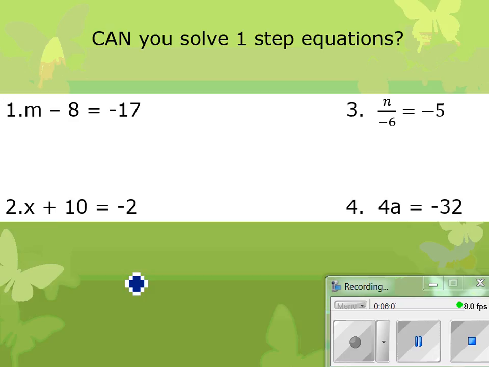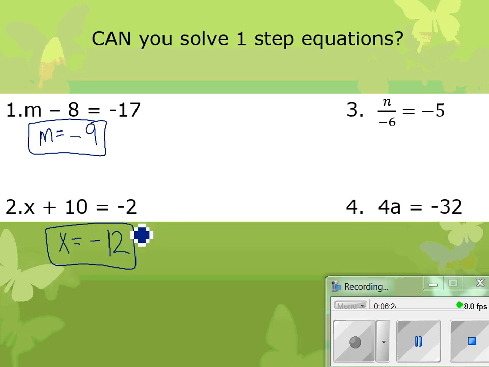The first answer, number 1, is m equals -9. Number 2 is x equals -12. And number 3 is n equals 30. And number 4 is a equals -8.